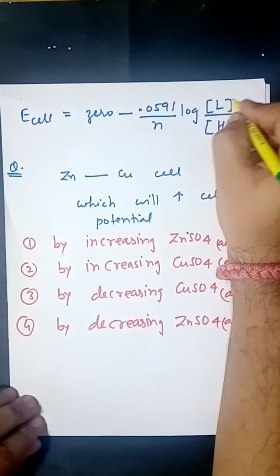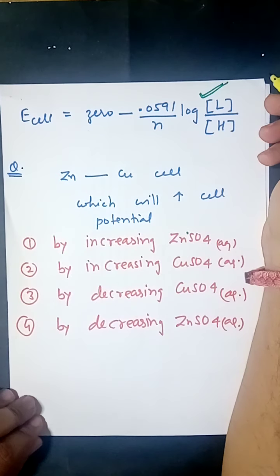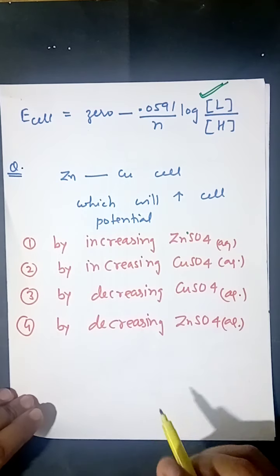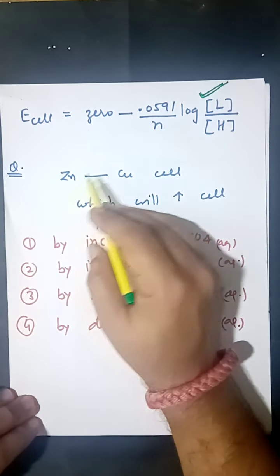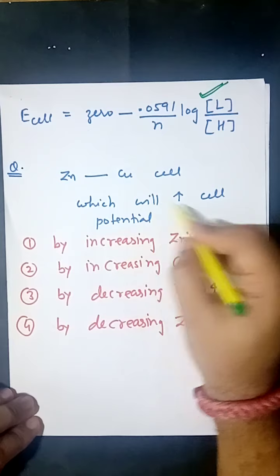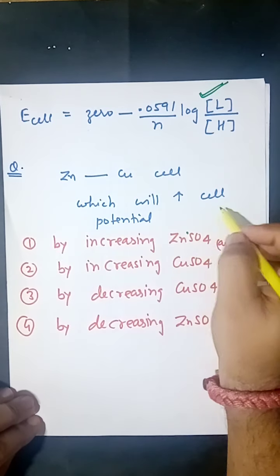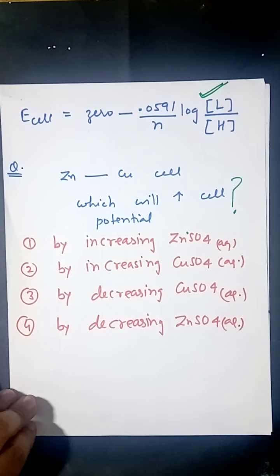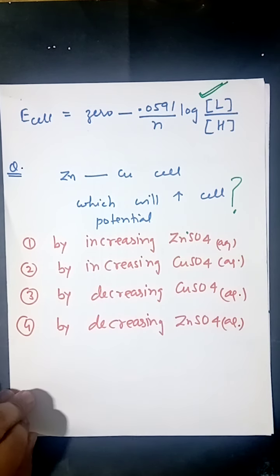Now here, this is the formula for concentration cell we have discussed earlier. One numerical for you: in a cell made by zinc and copper, which will increase cell potential? Think and reply, which will increase cell potential. You have to select the best possible answer here.